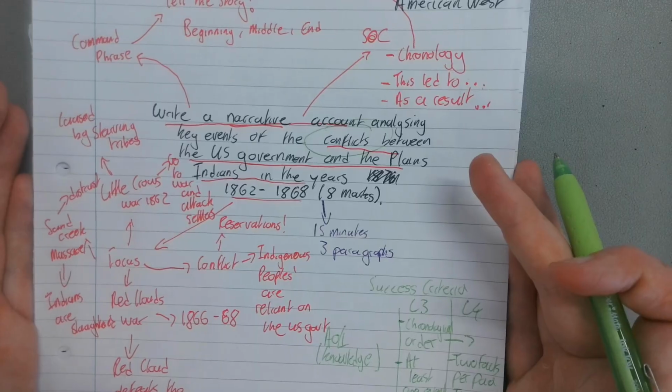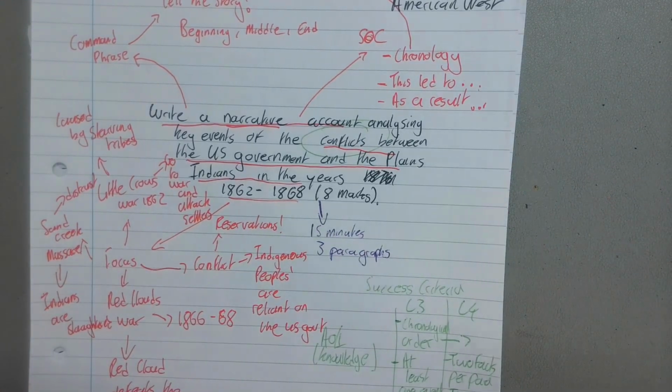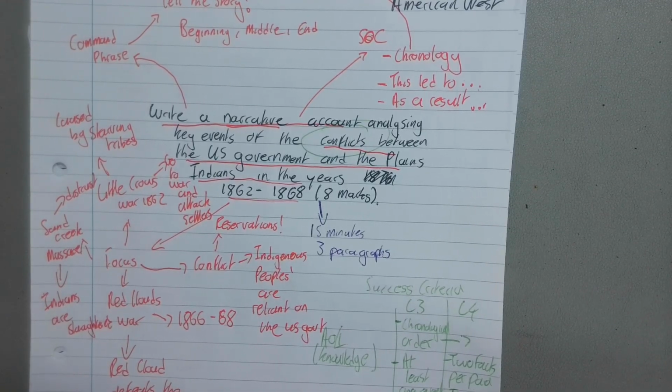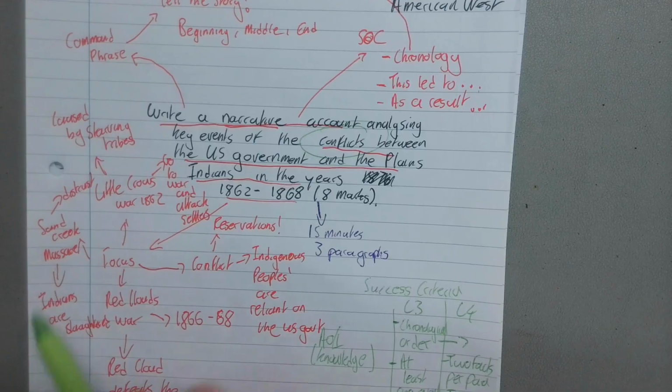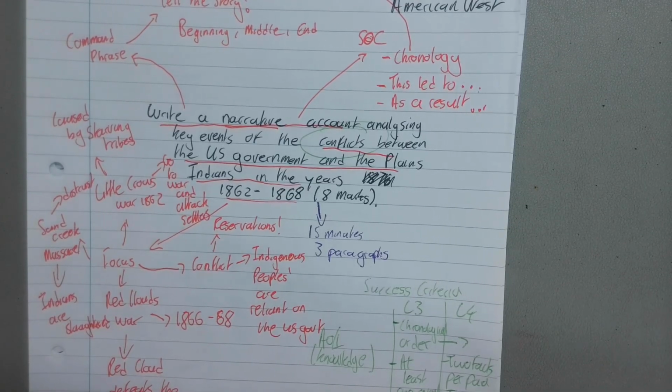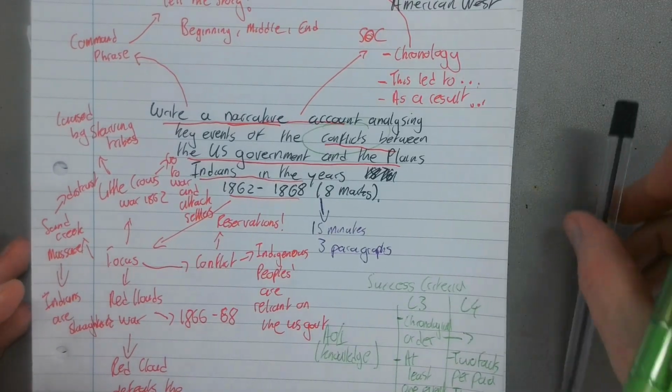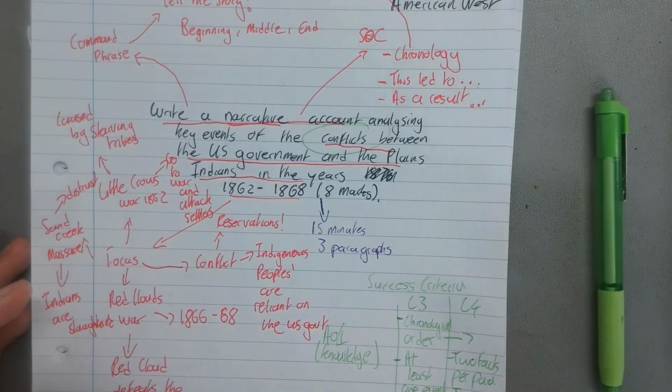You are now going to have 15 minutes to write a narrative account analysing the key events of the conflicts between the US government and the Plains Indians in 1862 to 1868. I'm going to suggest, and I'm hoping you've got the same notes here, that you start with Little Crow's War, Sand Creek Massacre, and Red Cloud's War. Okay, 15 minutes. Set a timer on your phone. Get cracking.